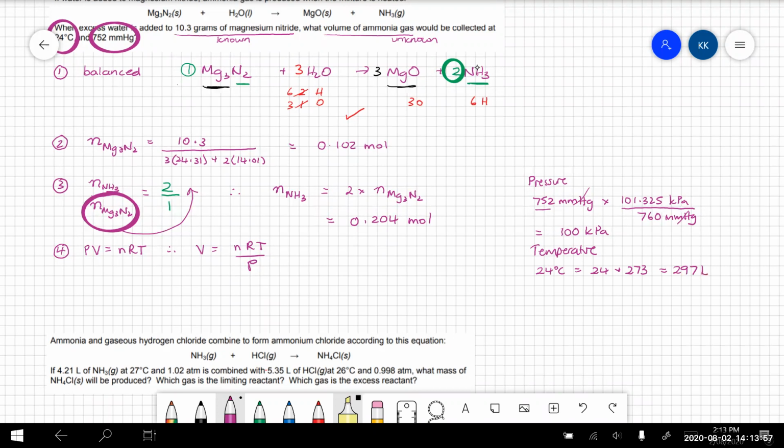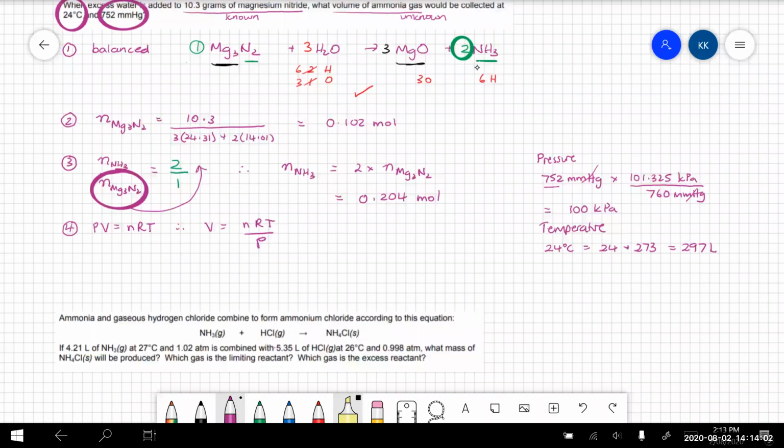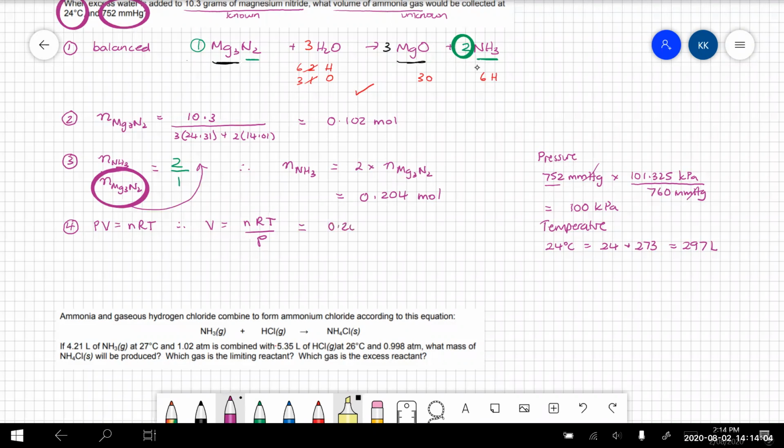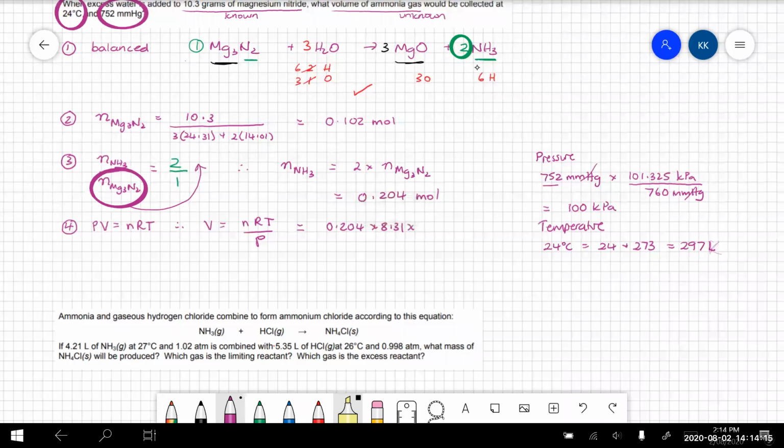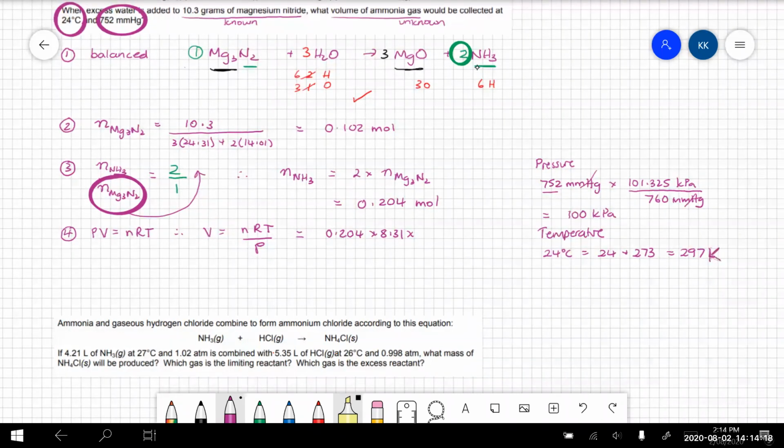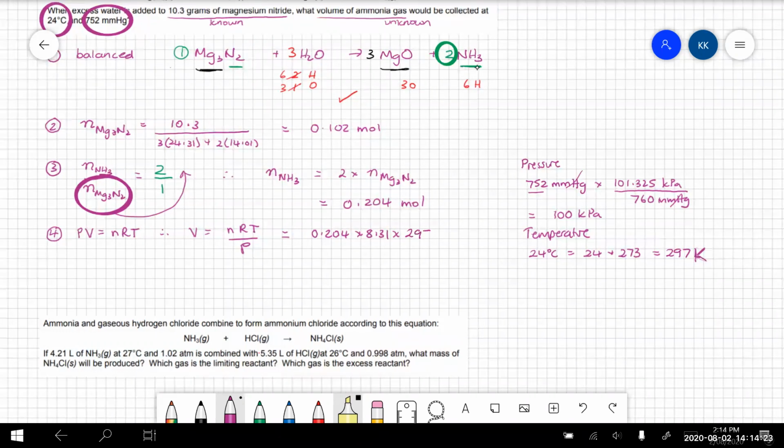Now we've got our temperature and our pressure in the correct units. We can plug into our equation. So moles is 0.204, R 8.31. Temperature was, oh, that should be Kelvin over here, not litres. I'm sure you picked up that temperatures should not be in litres. 297 Kelvin over our pressure, which was 100 kilopascals. And we get 5.02 litres.